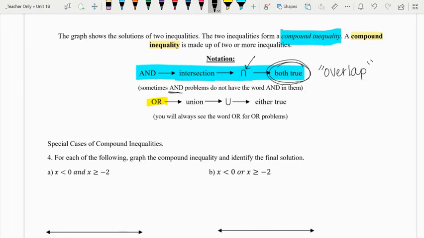Sometimes and problems do not have the word and in them, though. For or problems, this is called union, okay? So we have intersection versus union. Now, you don't have to memorize these 2 words, but this is why it's a U for union, okay? Union means either is true, okay? So it's where anything is shaded.